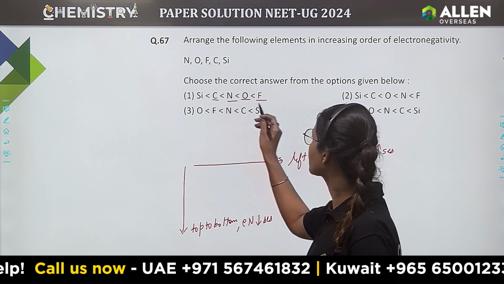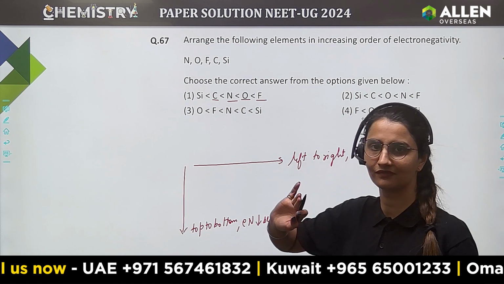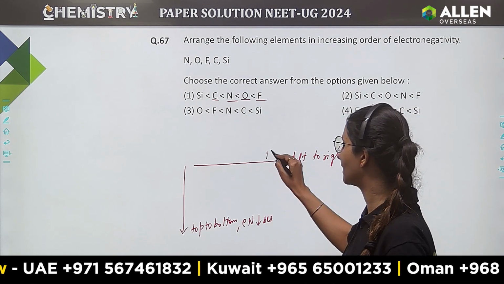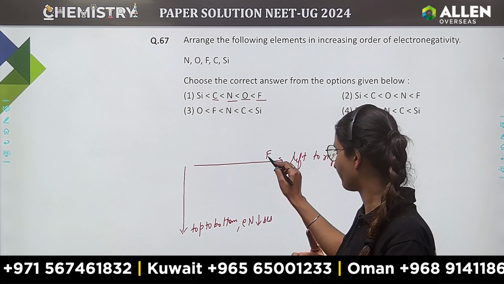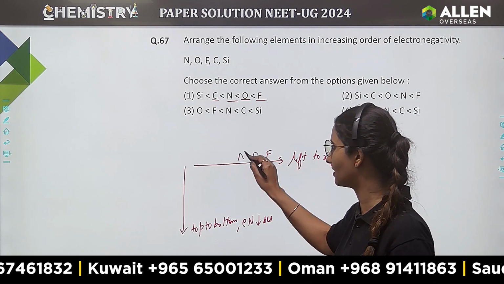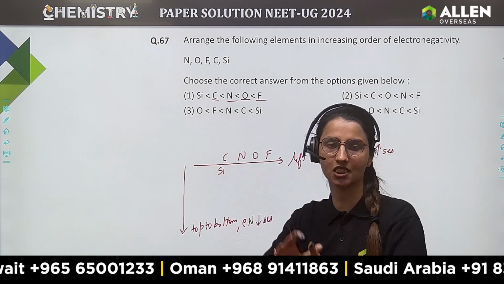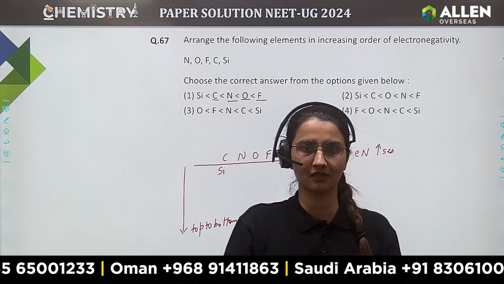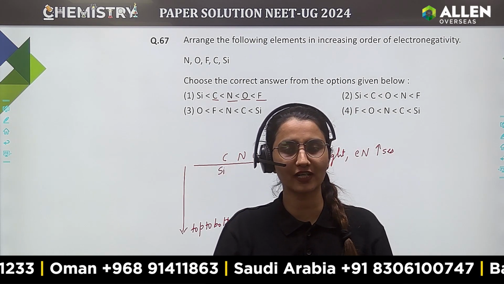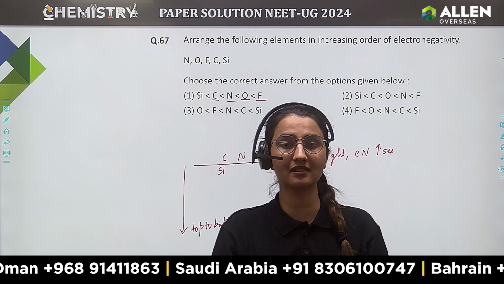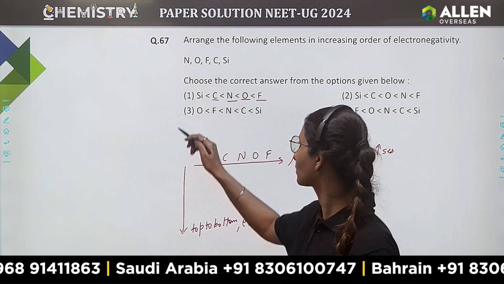So till here it was simple. Because we know, here we have in group 17 F, here O, here N, here C, and Si is present underneath C in group 14. So obviously the electronegativity of Si would be less than carbon. So it is option 1.